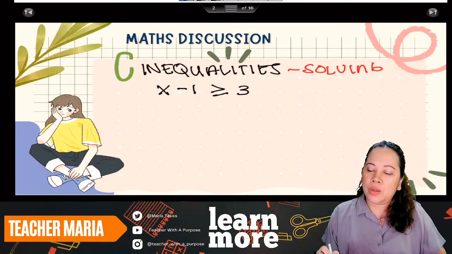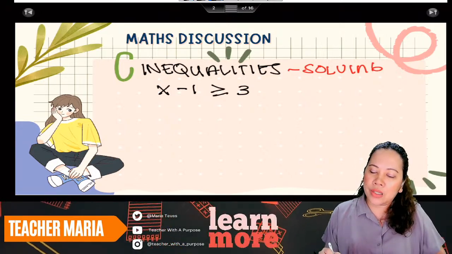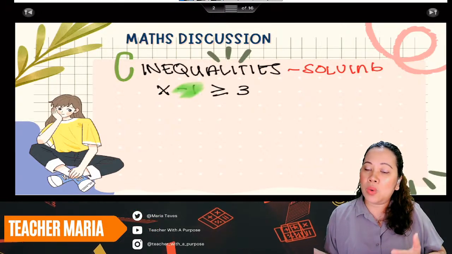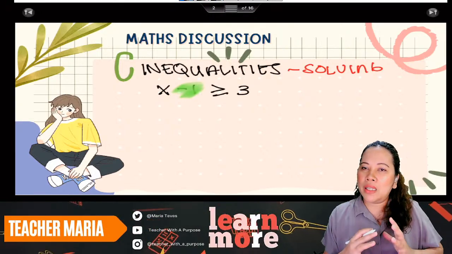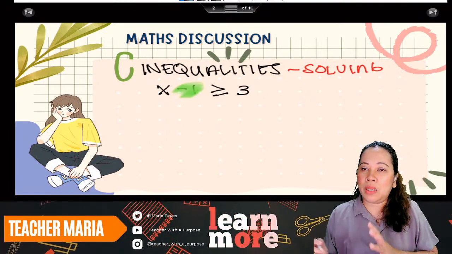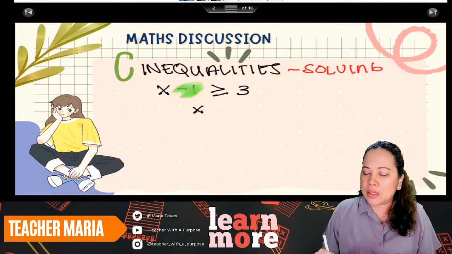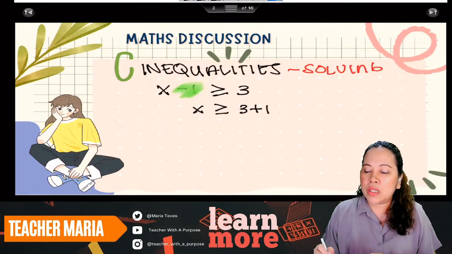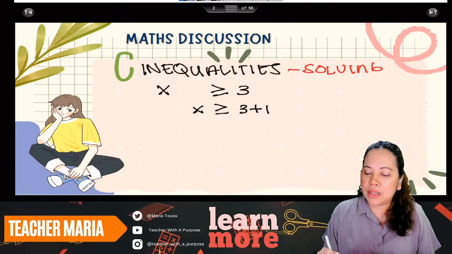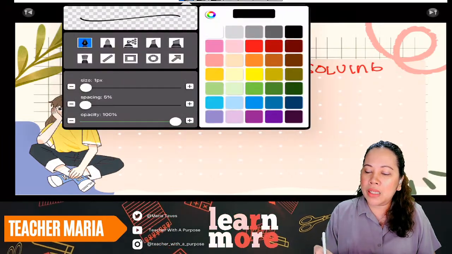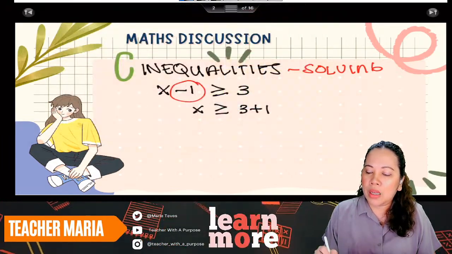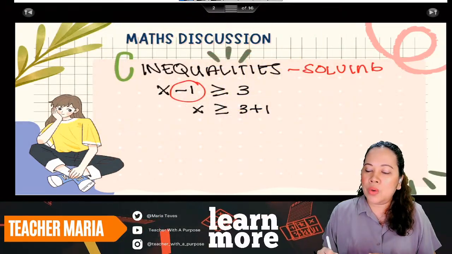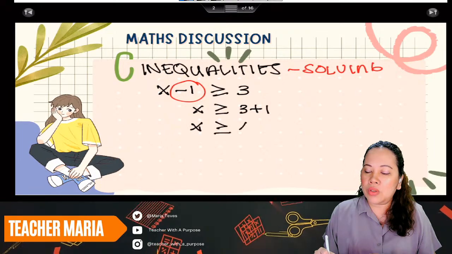Okay, so what you first have to do is transfer this to the other side of the inequality. So since it's minus on the left side, when you transfer it, it becomes plus. So it will be x greater than or equal to 3 plus 1. So x is greater than or equal to 4.